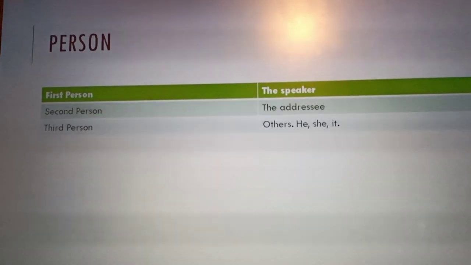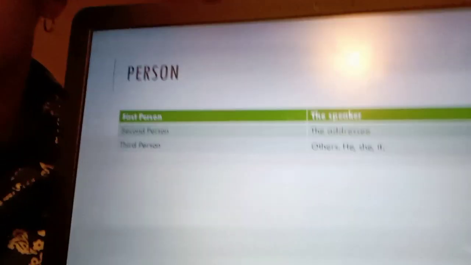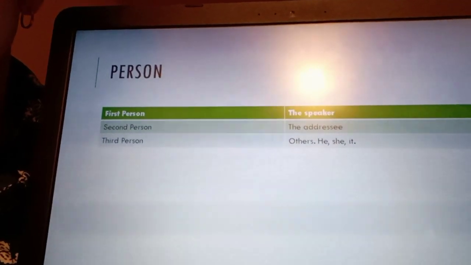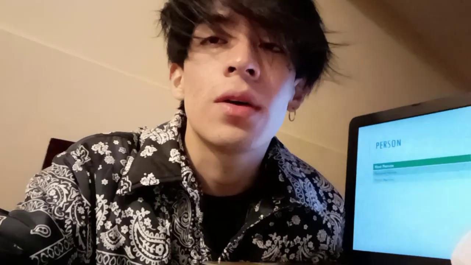What is each one? First person is the speaker or the writer. The second person is the addressed, and the third person are others that use pronouns like he, she, or it.